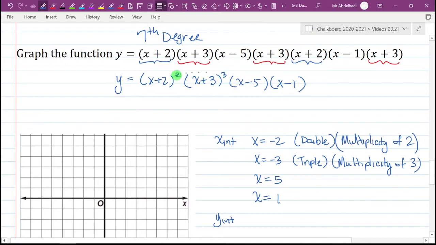That's a total of 5 x's, right? 5 right there. And then you have 6 and you have 7. So it's still a 7th degree function. You just have to take into account the powers here.